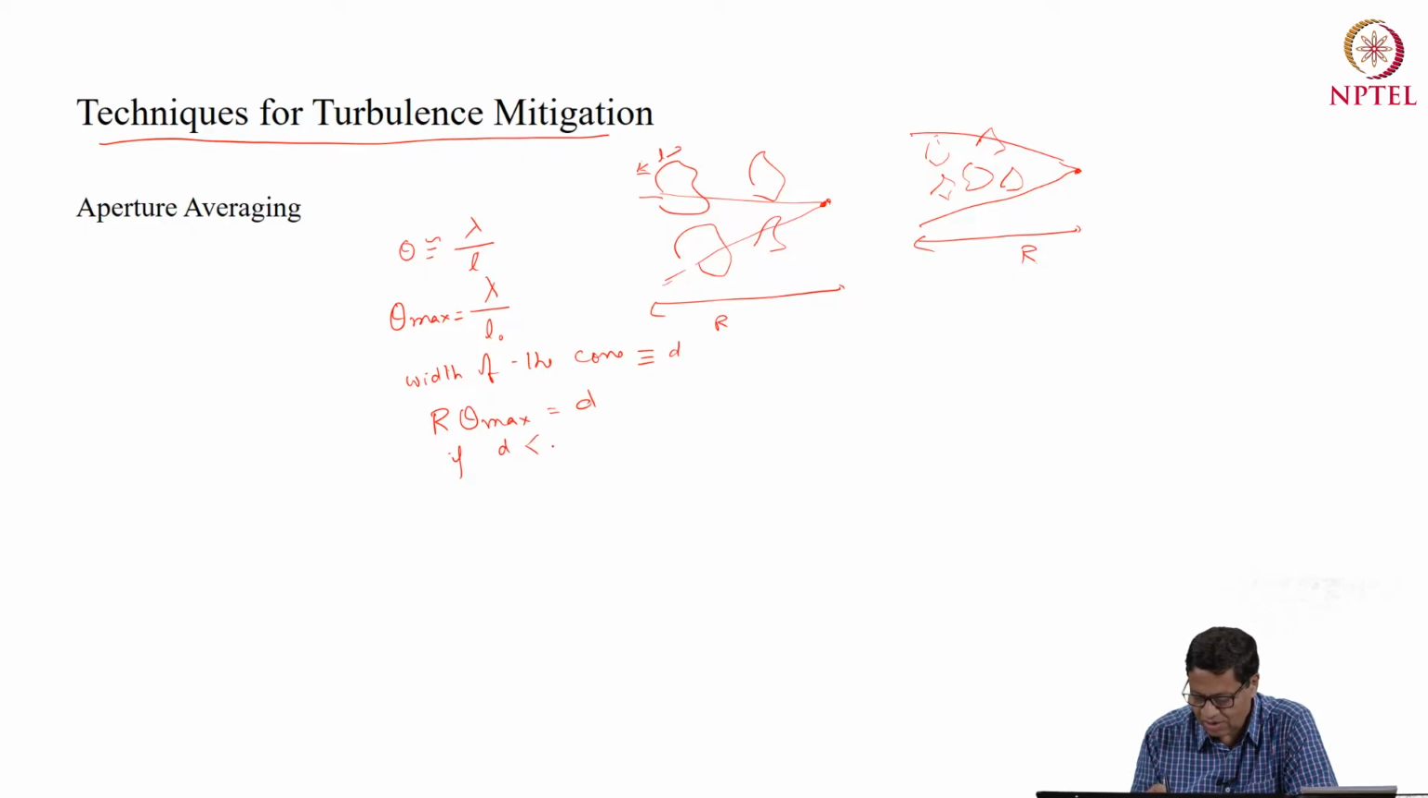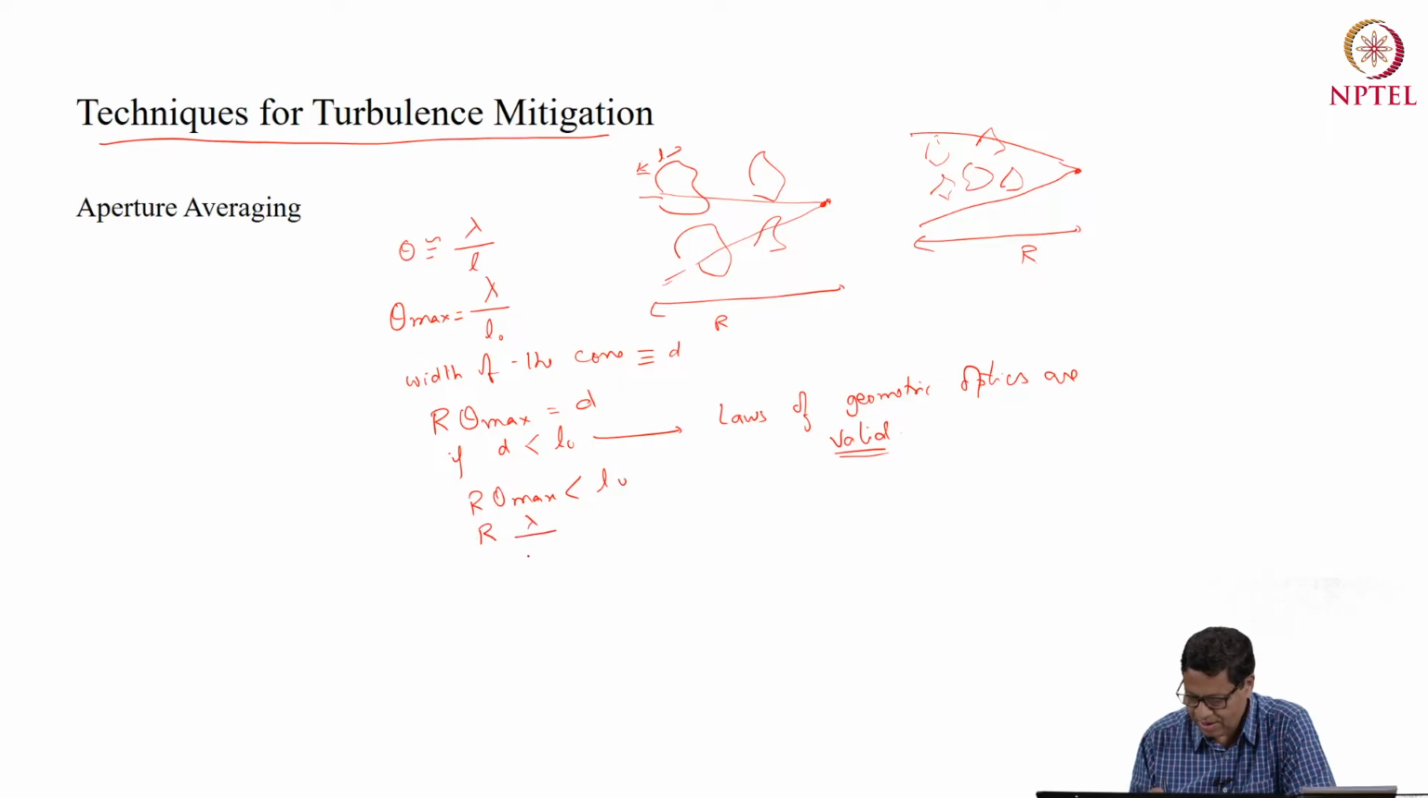Now, if D is less than L naught, that is, the width of the cone is less than the size of the eddy, then the laws of geometrical optics are valid. Let us find the condition. D less than L naught, so R theta max is less than L naught, and theta max is lambda by L naught, so this becomes R lambda by L naught less than L naught, which gives L naught greater than the square root of lambda R. As long as this condition is valid, the laws of geometric optics are valid.